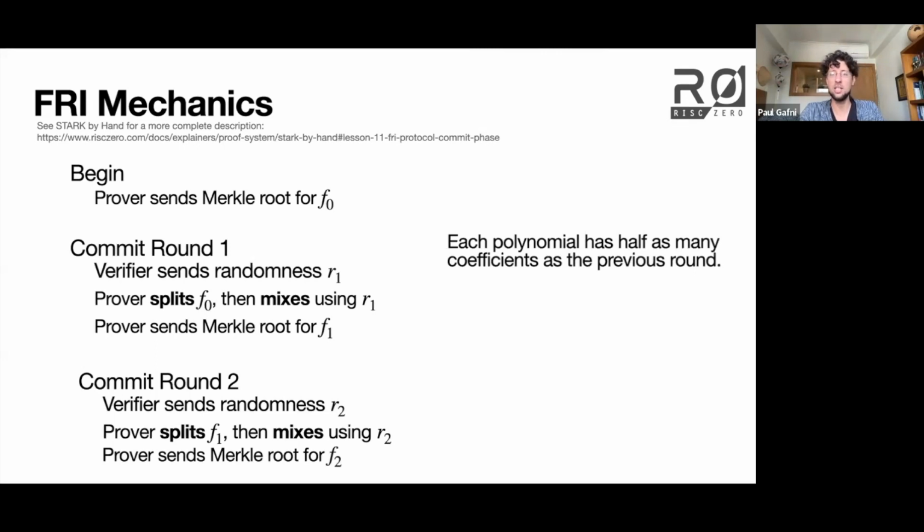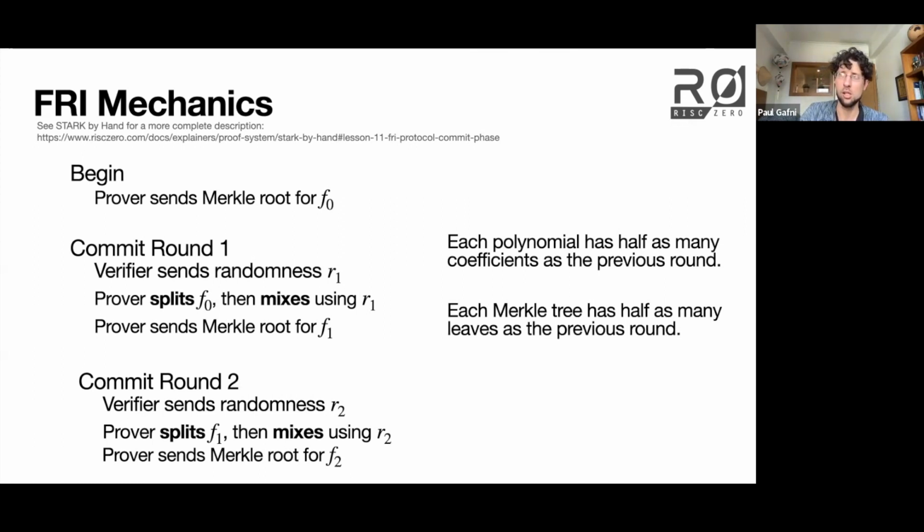Again, I'll just comment that each polynomial, at least in the example we're using here, has half the number of coefficients as the previous polynomial. And each Merkle tree has half the number of leaves as the previous Merkle tree. In the full protocol, the RISC Zero protocol, we actually use a split factor, a folding factor, of 16 rather than a factor of 2. So it shrinks by a factor of 16 at each step.